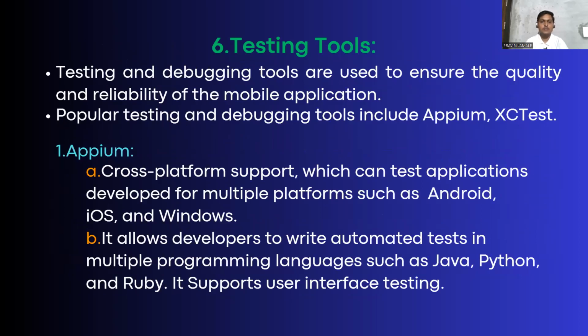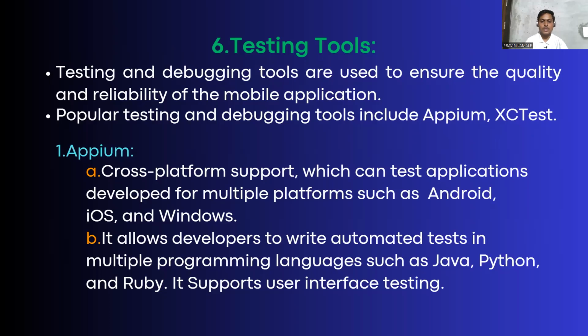Sixth technical requirement, which is testing tools. Testing and debugging tools are used to ensure the quality and reliability of the mobile application. Reliability means how well the mobile application performs and its quality, which is ensured by using testing and debugging tools. Popular testing and debugging tools include Appium and XCTest. Appium is a cross-platform testing tool, which can test applications developed for multiple platforms, such as Android as well as iOS.